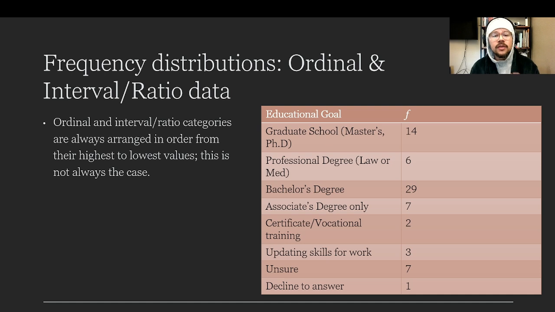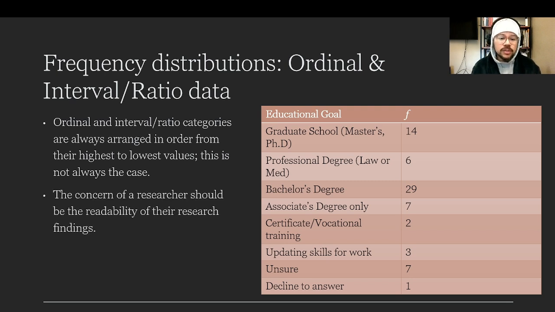What is the rationale? What is your reasoning? Does it make the most sense for your audience to list them from a top down order or from a bottom up order? Right? The decision is really yours. The concern of the researcher should be the readability of their research findings.